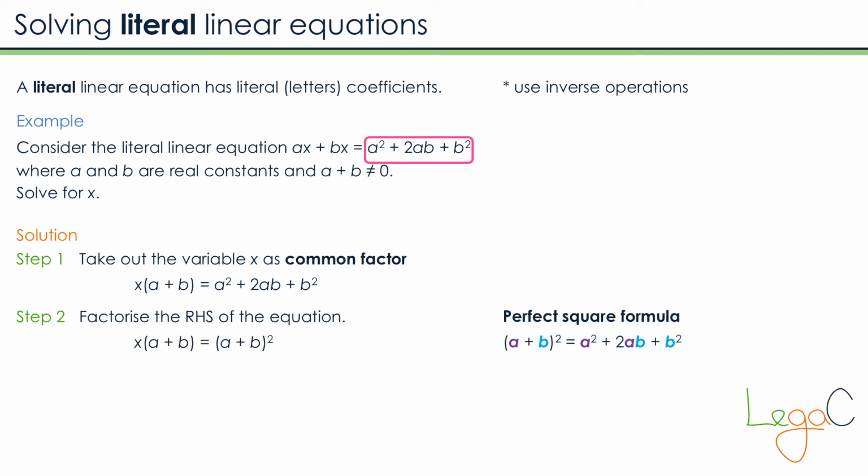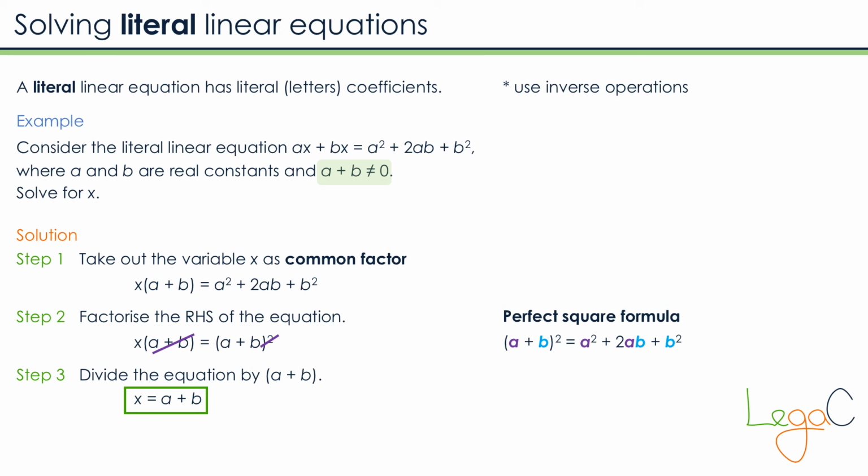Now, a plus b is a factor on both sides of the equation, so we can divide the equation by a plus b. Recall the condition a plus b is not equal to 0. Because we divide the equation by a plus b, we cannot divide it by 0. For this reason, a plus b is not equal to 0. So the final answer is going to be x equals a plus b.